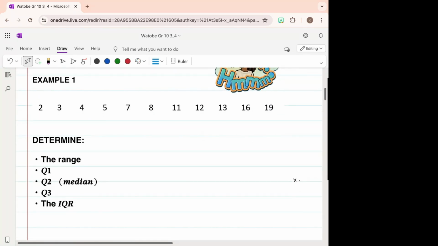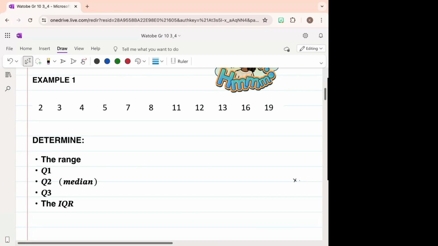In my first example, I have a data set there: 2, 3, 4, 5, 7, 8, 11, 12, 13, 16, and 19. The really nice thing about this data set is it is already in order, which is great. When we do statistics or data handling, we always want to make sure that our data is in ascending order, smallest to biggest, and this one already is.